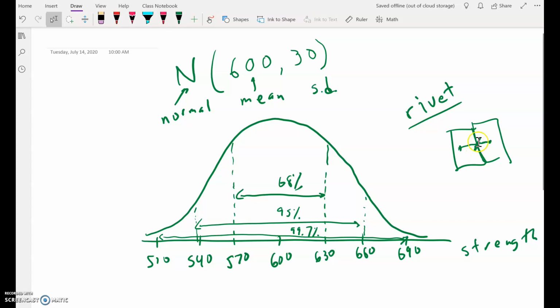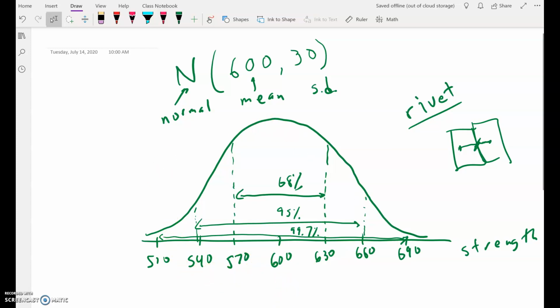But anyways, this rivet can hold up to roughly, on mean, 600 pounds of pressure before it fails, before it falls apart. All right, that's the idea. Now let's go ahead and answer part A. Part A is just multiple choice. Which picture looks like the one we just drew?